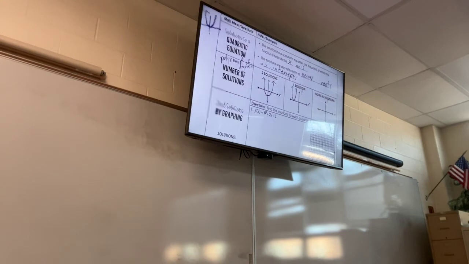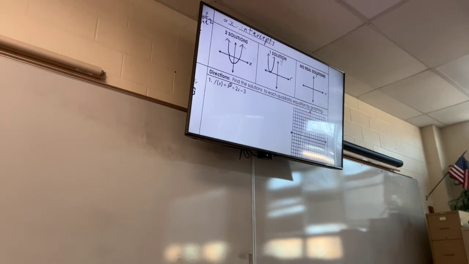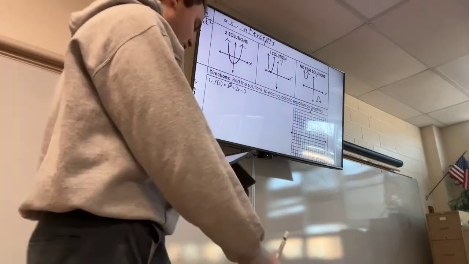And what if it has no real solutions? Then what does the graph look like, probably? It never crosses the x-axis, just kind of floating up here in space. Or it could be down here too. It's just chilling up there.